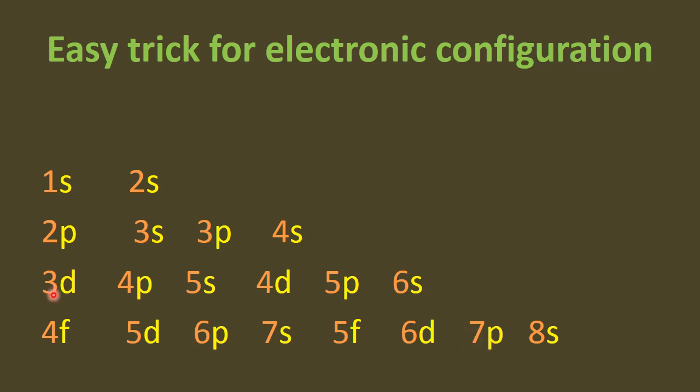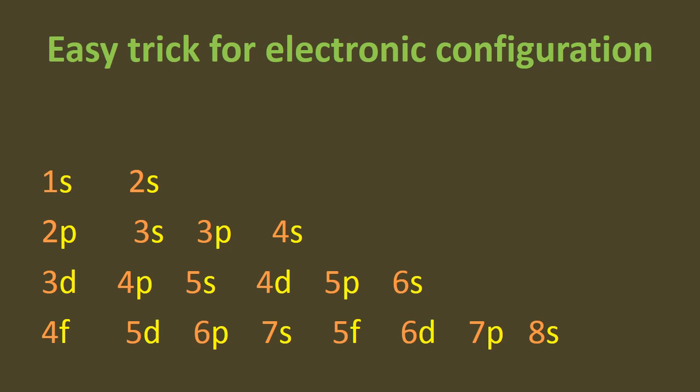After that is M, and in M we have to number 3. For the D subshell, it will be 3D, 4D, 5D and 6D. After that is N. In the N shell we have to number the F subshell, which will be 4F, 5F and so on. So in this way we will arrange the subshells and their numbering so that we can easily accommodate electrons in them.